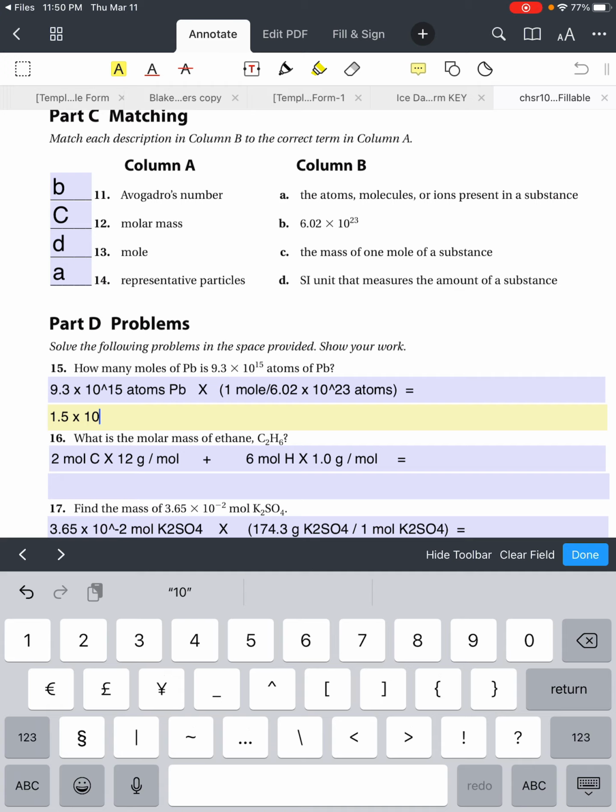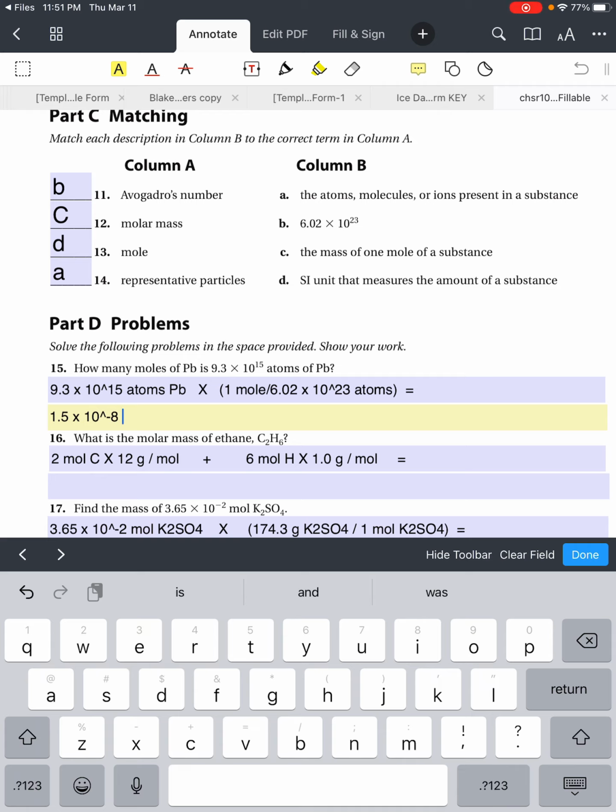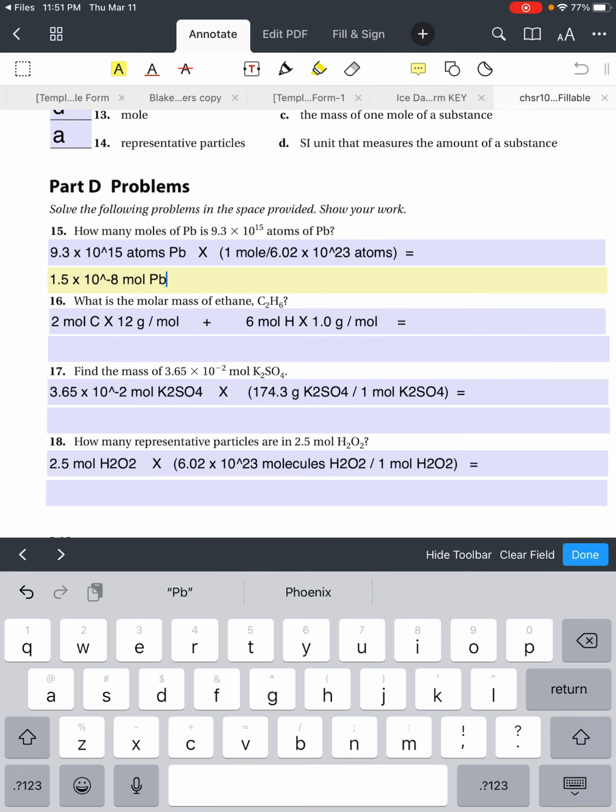So let me use my little symbol here. You'll also see that symbol on a TI-84, depending on how you express your scientific notation. This would be times 10 to the minus 8th, okay? And the units there would be moles of lead, MOL of PB. And that's your answer on the second row. But again, I'll point out to you that it says show your work.